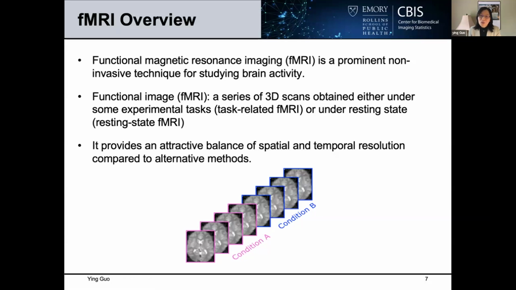But at the same time, it also offers a spatial resolution that's good enough for us to identify the spatial location where those neural signals originated from. Because of this attractive balance, fMRI has become a very powerful tool.